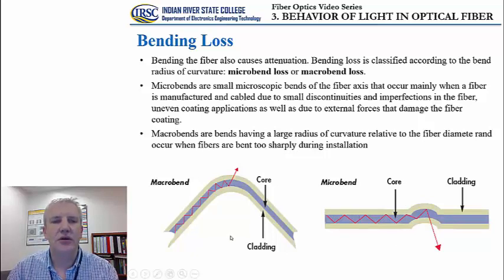Microbends are small microscopic bends of the fiber axis that occur mainly when a fiber is manufactured and cabled due to the small discontinuities and imperfections in the fiber, such as uneven coating applications, as well as to the external forces that damage the fiber coating. On the other side, macrobends, shown here on the left side, are the bends having a large radius of curvature relative to the fiber diameter. And these types of macrobends occur when fibers are bent too sharply during installation.